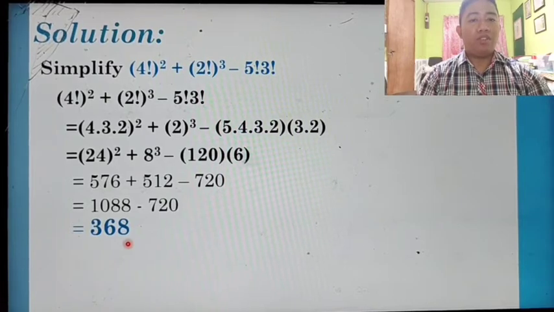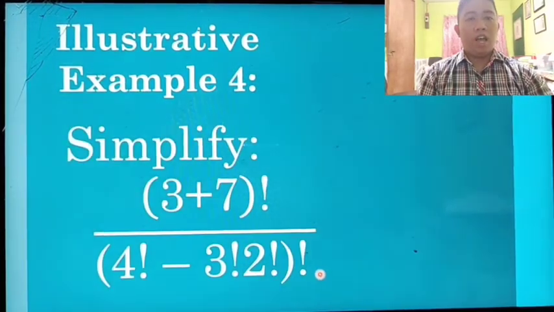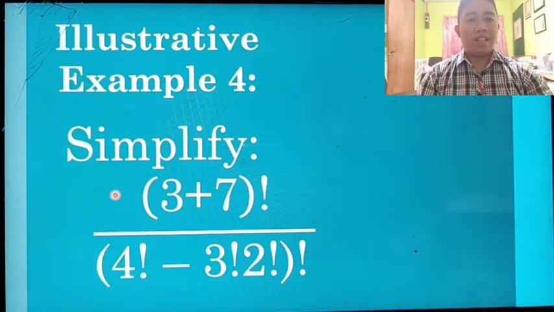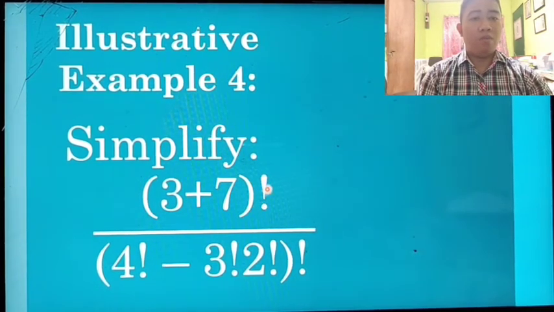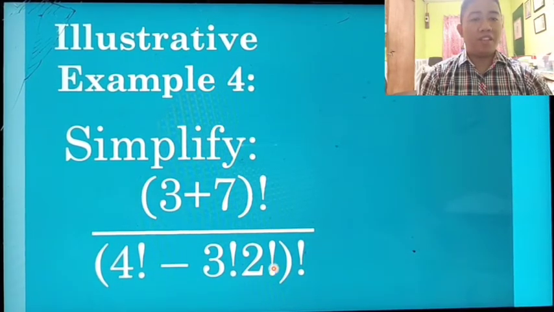So my dear friends, students and viewers, let's move on to the next illustrative example number 4. How will you simplify the given mathematical expression: the quantity of 3 plus 7, all over factorial, all over the quantity of 4 factorial minus 3 factorial times 2 factorial, all over factorial?